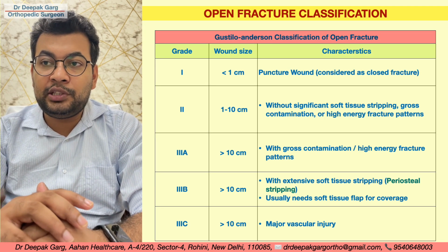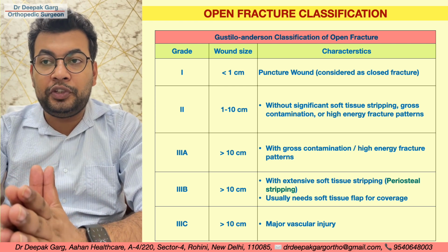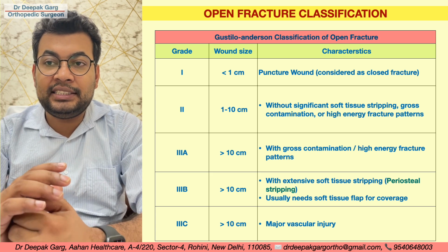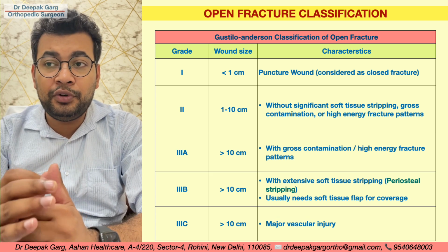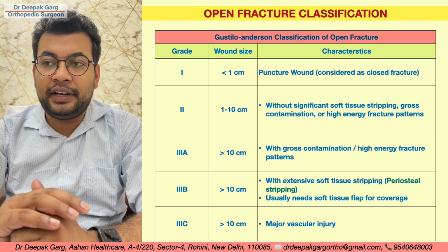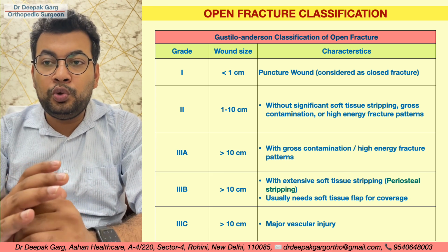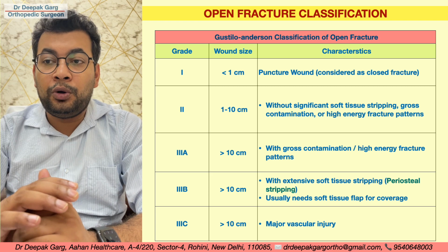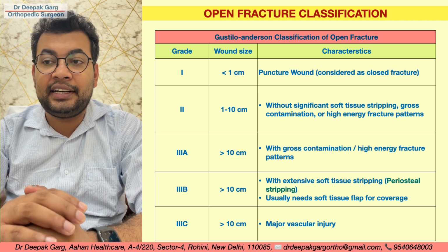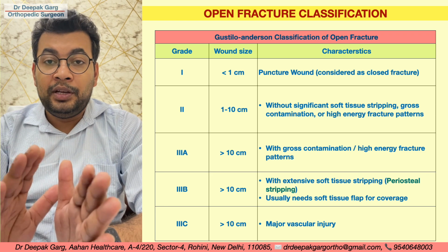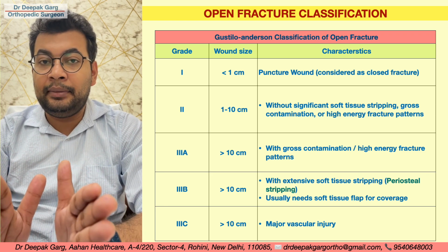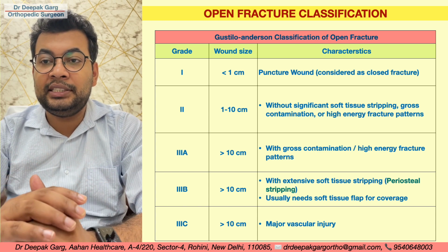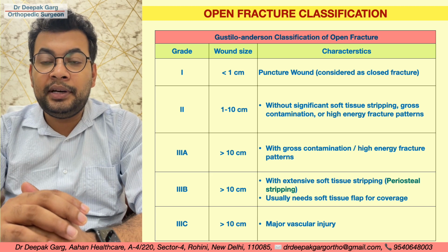So we already know the Gustilo-Anderson classification is used for soft tissue injuries in open fractures. There are three grades. Grade 1 is a wound size less than 1 centimeter, usually a puncture wound. It is considered like a closed fracture only. Grade 2 is a 1 to 10 centimeter wound without significant soft tissue stripping. Gross contamination is not there and high energy fracture patterns are not there. So the size of the lesion is 1 to 10 centimeter, but not a very high energy fracture pattern and not very much contamination in the wound. So this is grade 2.